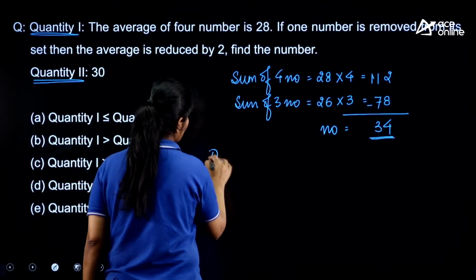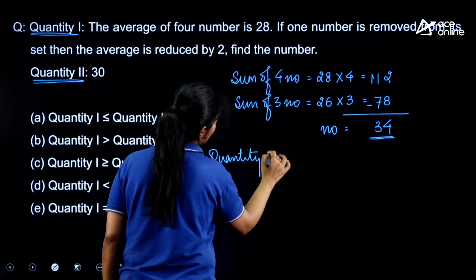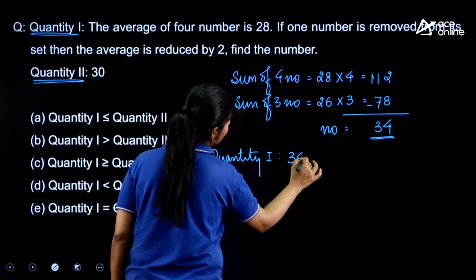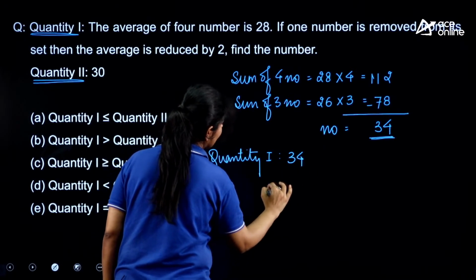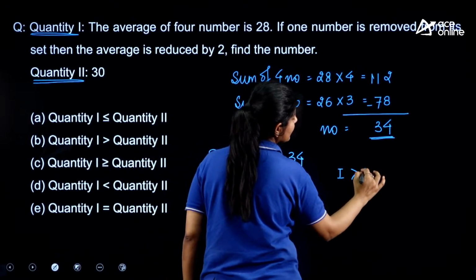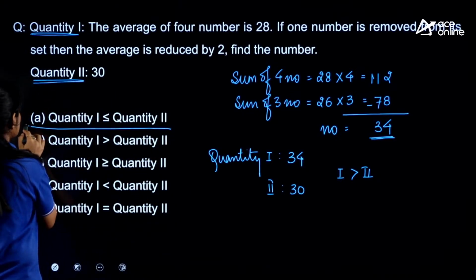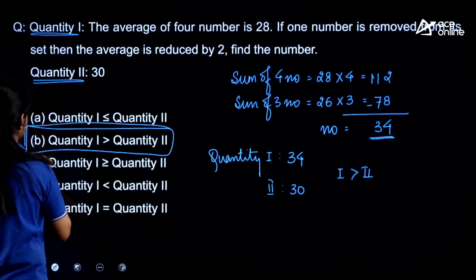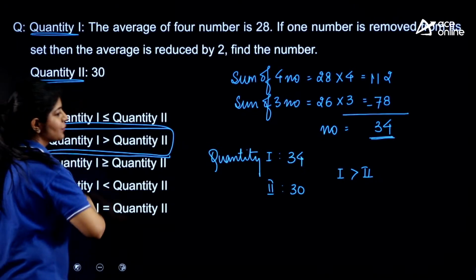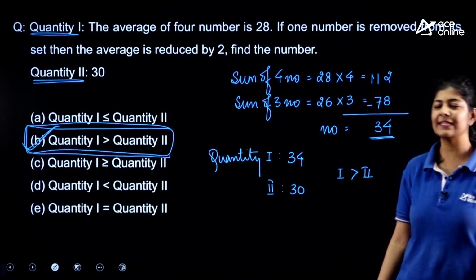So the quantity 1 that we are getting is 34 and the quantity second we are getting is 30. So we can easily say that 1 is greater than second, that means option number B is the correct one. Clear? It's a very simple one.